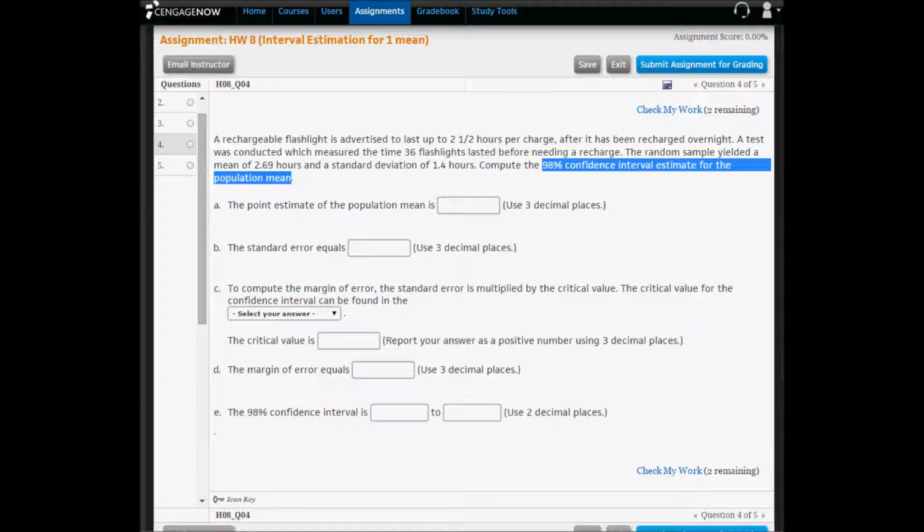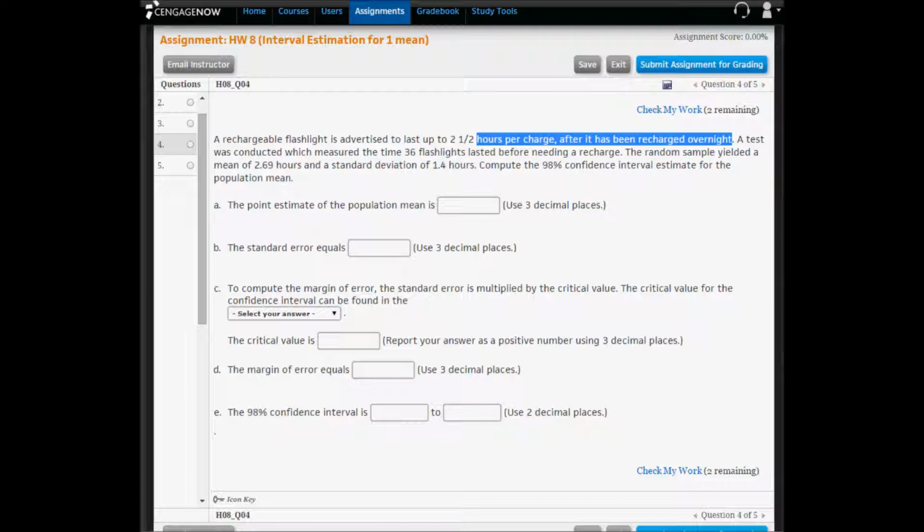In problem 4, we're going to compute a 98% confidence interval estimate for the population mean of hours per charge after the flashlight has been recharged overnight. The sample size is 36. The sample mean is 2.69. And the sample standard deviation is 1.4.